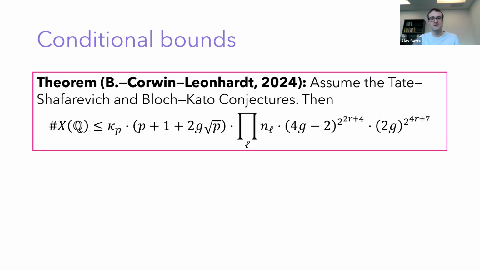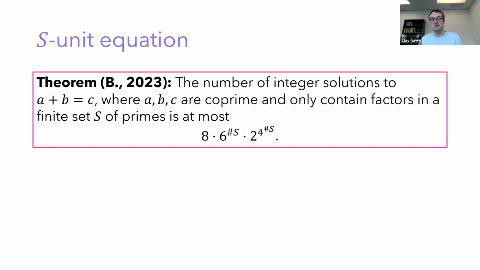And then you can also apply this to the S-unit equation. And the thing you get for the S-unit equation, again, isn't as strong as Evertse's bound, but it is completely explicit, depending just on the size of S, as one would expect.